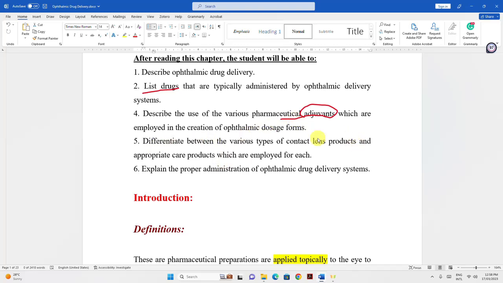At the end, we will be talking about contact lenses. So you need to differentiate between various types of contact lenses and the products that are used for contact lenses. Usually these contact lenses are prescribed or sold by ophthalmologists, but the products can be available in the pharmacy and you should be able to counsel about them. You are supposed to recommend the appropriate care product for a given lens. Also, you are supposed to tell me the proper administration steps, the steps that should be followed when someone is using a preparation for ophthalmic drug delivery.